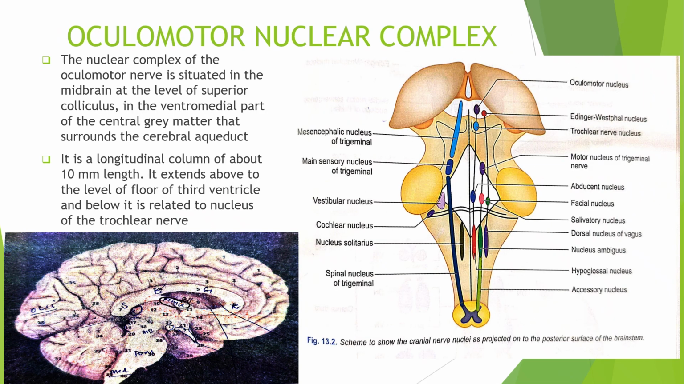The oculomotor nucleus complex is situated in the midbrain at the level of the superior colliculus, in the ventromedial part of the central gray matter that surrounds the cerebral aqueduct. It is a longitudinal column of about 10 mm in length. It extends above to the level of the floor of the third ventricle, and below it is related to the nucleus of the trochlear nerve.